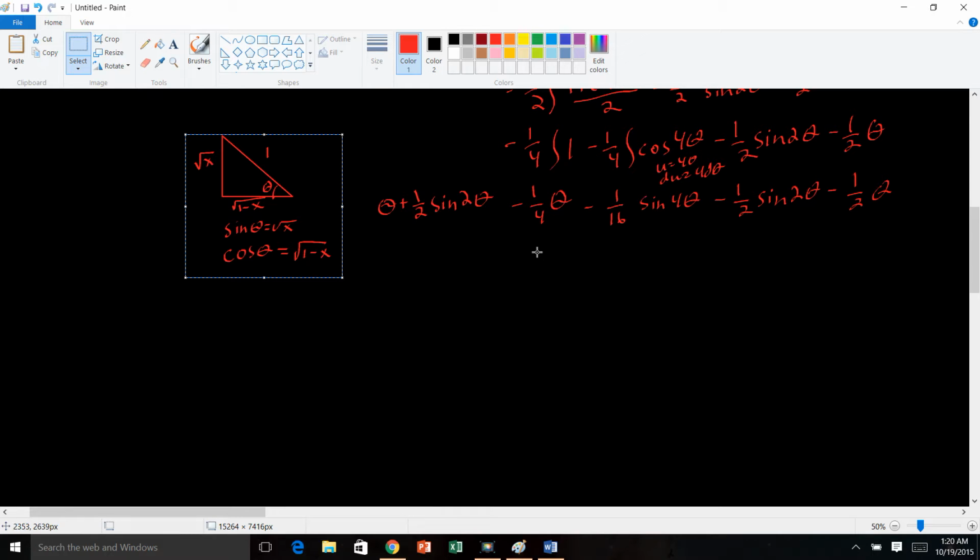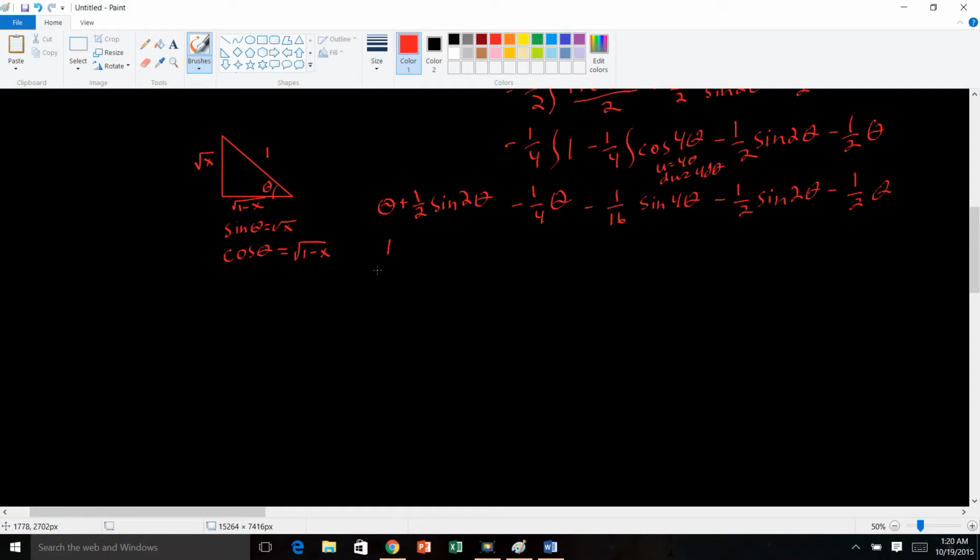Actually, let's go ahead and simplify this first. So we have a theta, negative 1/4 theta, and a minus 1/2 theta. So what does that equal? That's 4/4 minus 1/4 minus 2/4, so we're left with 1/4.